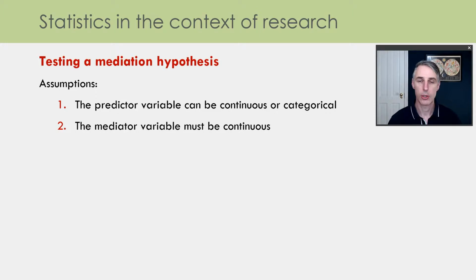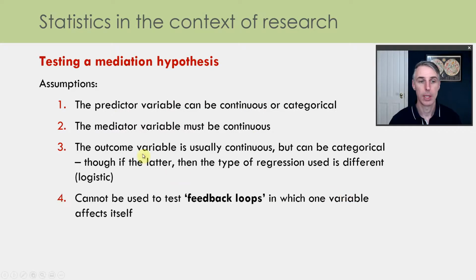Okay, so on to more practical things. The techniques that I'm going to cover in this session for mediation and indirect effects have a similar set of assumptions. Firstly, the predictor variable can be continuous or categorical, but the mediator variable, that intervening variable, if you like, must be continuous. When it comes to the outcome variable, that usually is continuous. In fact, all of the techniques that I will show you involve outcome variables that are continuous. But it is possible to look at categorical outcome variables too. If that's the case, then the type of regression that you'll be using is a little bit different. It will be logistic regression, and that's not something that will be covered in this lecture series.